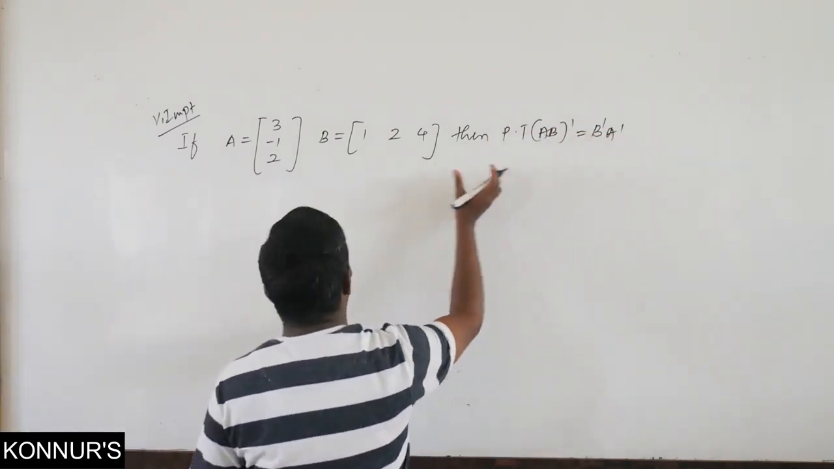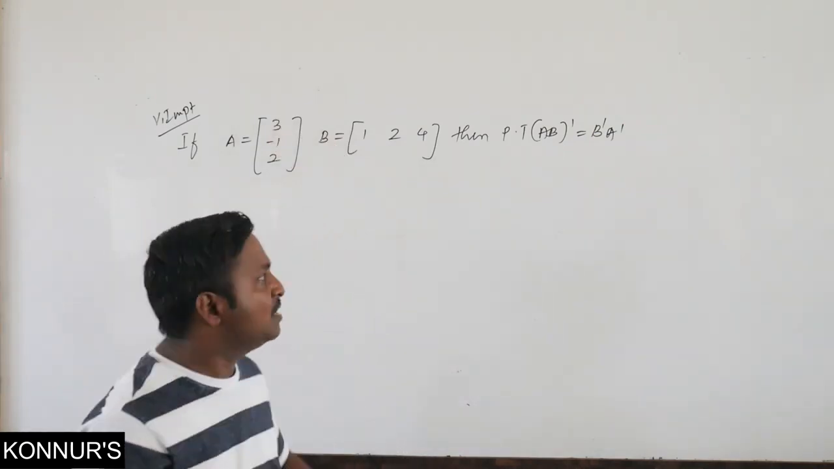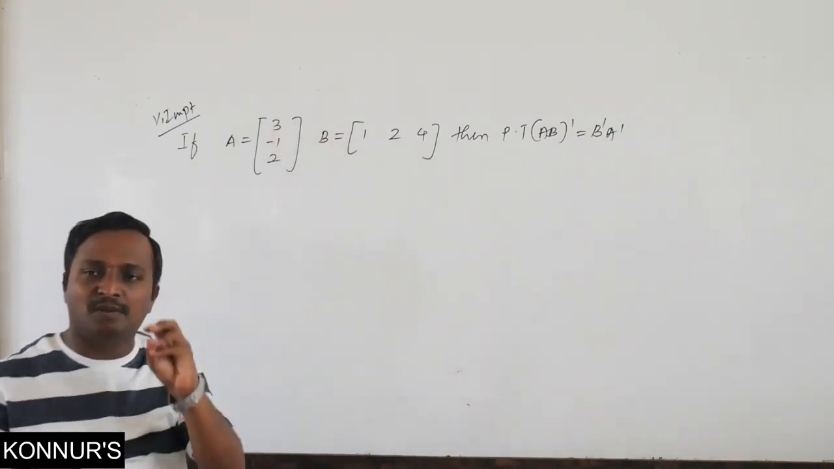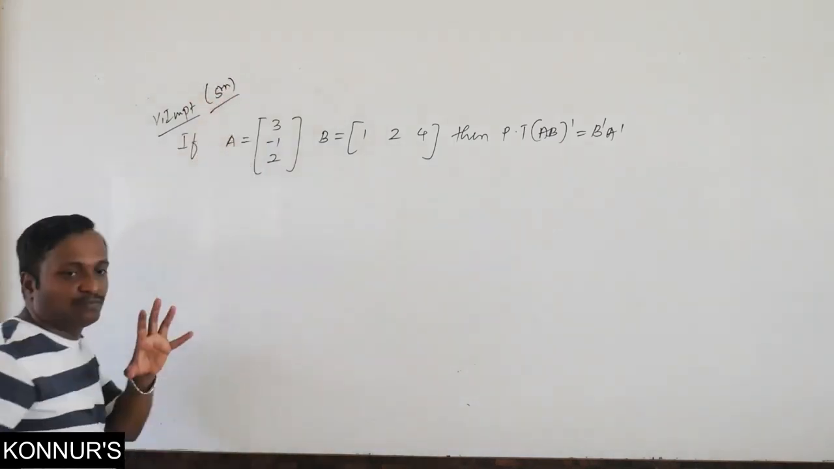I am not mentioning the elements. Elements may change to anything, but (AB)' is equal to B'A'. Like this question, possibly they will ask for 5 marks. You can mark it out. That is 5 marks, a very important question.